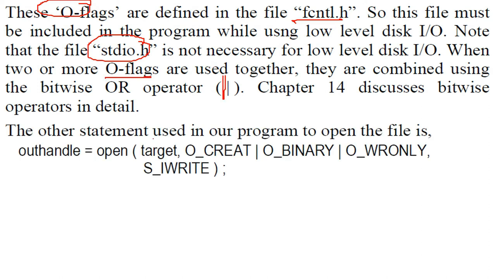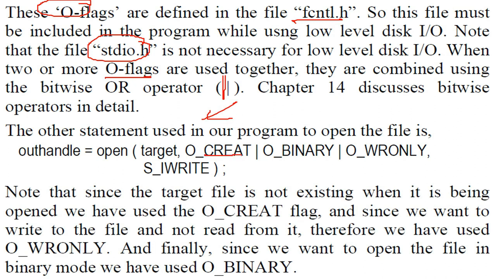For example, this statement we have used in our program. Here you see the O_CREAT flag, and we wanted this target file, if it is not existing, we want it to be created with O_CREAT. Then we want to write to the file and not read from it. That is why we have used the O_WRONLY. And finally, we want to open the file in binary mode, so for that we have used this O_BINARY.